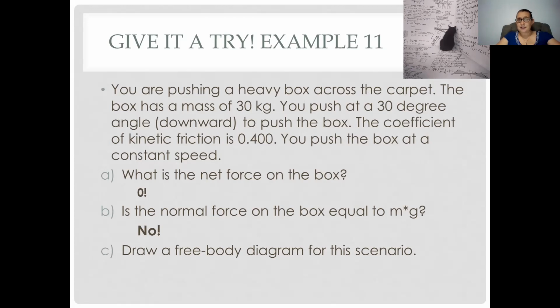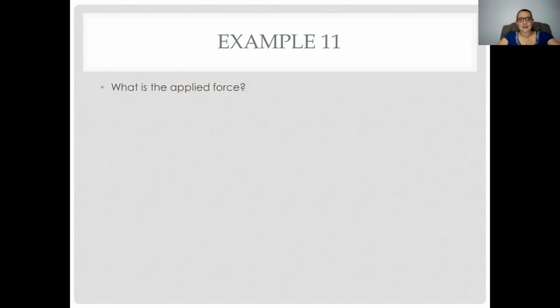All right, how many forces did you come up with? Let's see if you got it right. Okay, so the question is asking what is the applied force? Here's our scenario, right? We have this box sitting on the carpet. We have our kinetic friction coefficient of 0.4. We're pushing at a downward 30-degree angle on this box. So that would be our applied force.